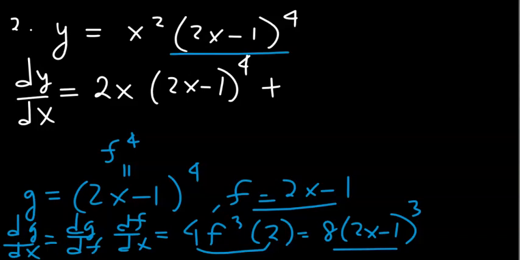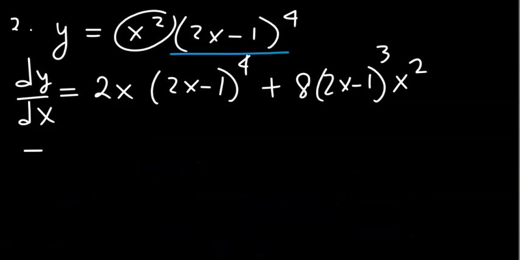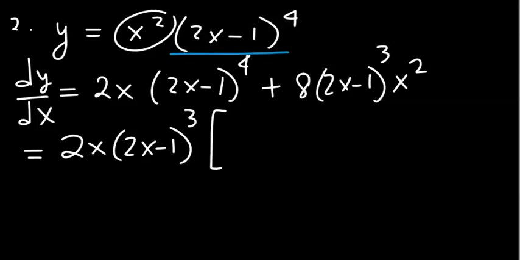So that is the result of this differentiation of the second function. Let's write that down first: 8(2x minus 1) to the power 3. And then multiply that with the function u, in this case x squared. Let's simplify this a little. Factoring out (2x minus 1) raised to the power 3, the first term in the big square bracket would be 2x minus 1, and then add that to 4x.